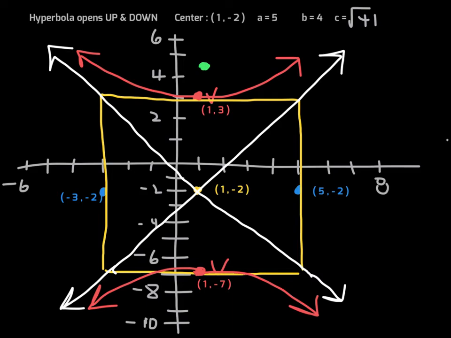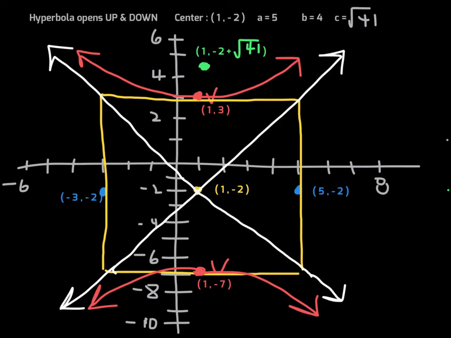Let me give you coordinates for that. So here are the exact coordinates for that focus: (1, -2 + root 41), right? So I basically added root 41 to that coordinate. Now I'm going to start at my center and go down the square root of 41 units.